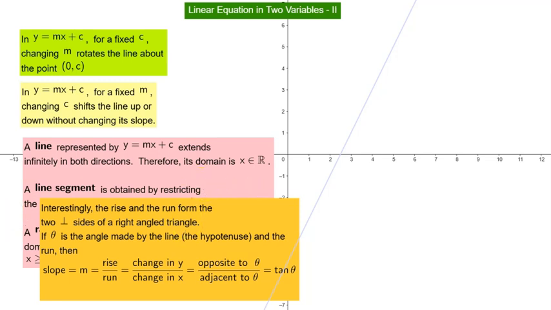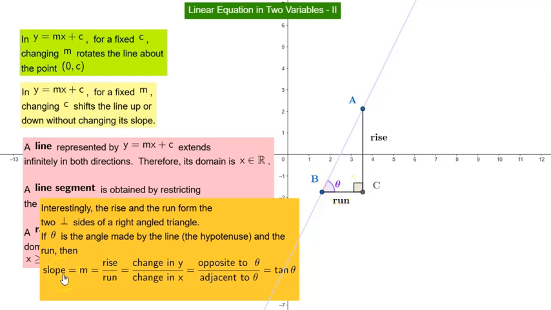So let's see what this means. So we have, let's take a point A, let's take a point B, let's draw a run, and let's draw the rise. So the intersection point is C. And we have the angle made by the line, that is the hypotenuse, and the run. This is a right angle triangle, and this is angle theta.